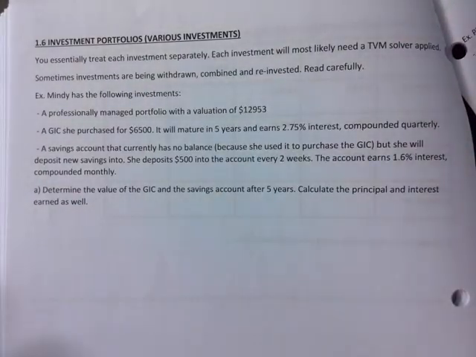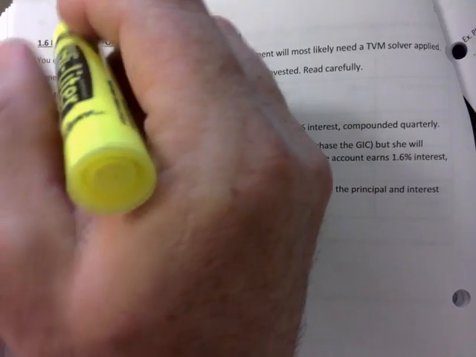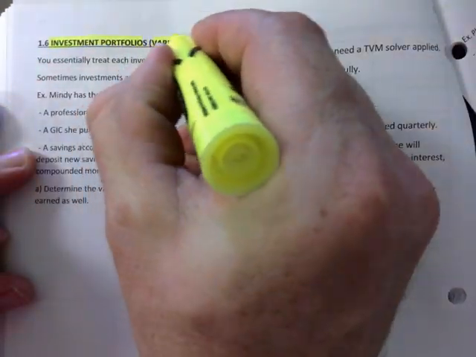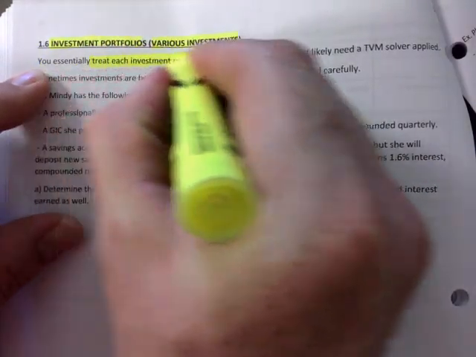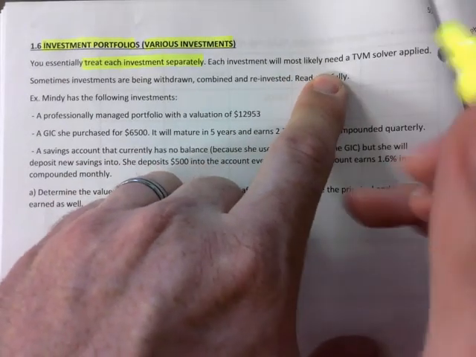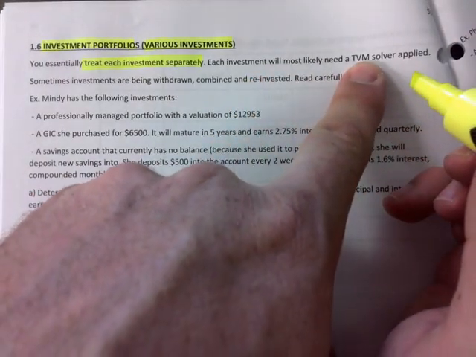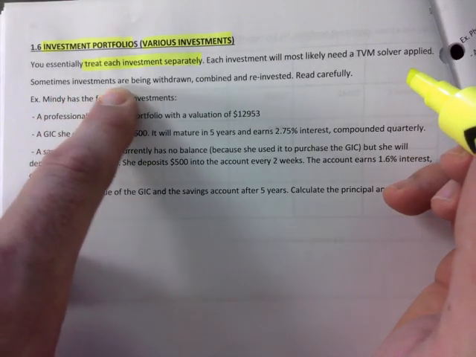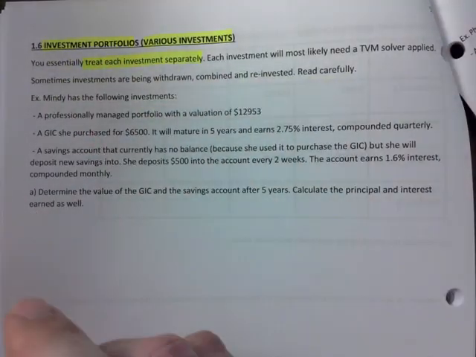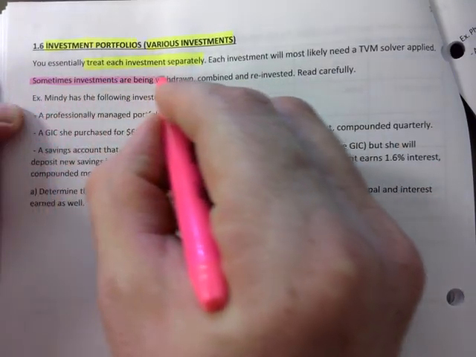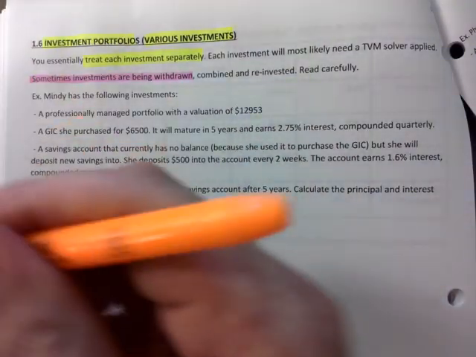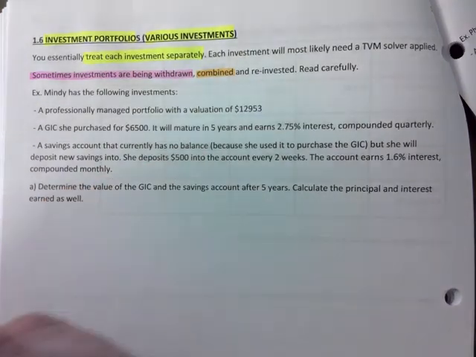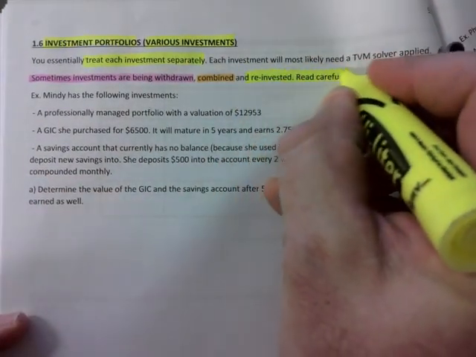All right. Portfolios. In investment, that's a fancy word for you having various investments. Treat each investment separately. Each investment will most likely need a TVM solver applied. Sometimes investments are being withdrawn. I'm going to use a different color for that one. Sometimes investments are being withdrawn, combined, and reinvested. Then you combine them, then you reinvest them. So read carefully.